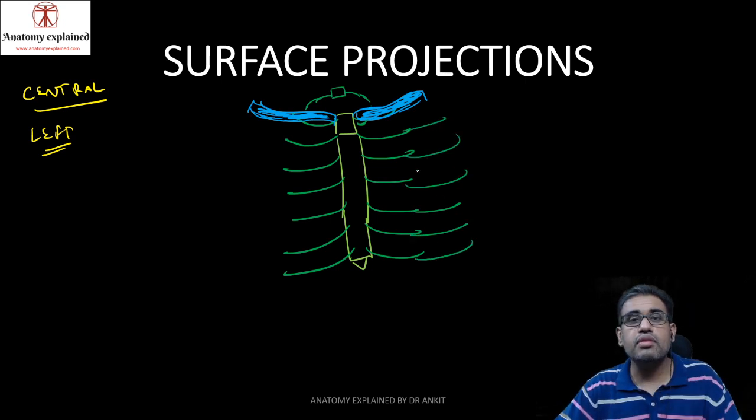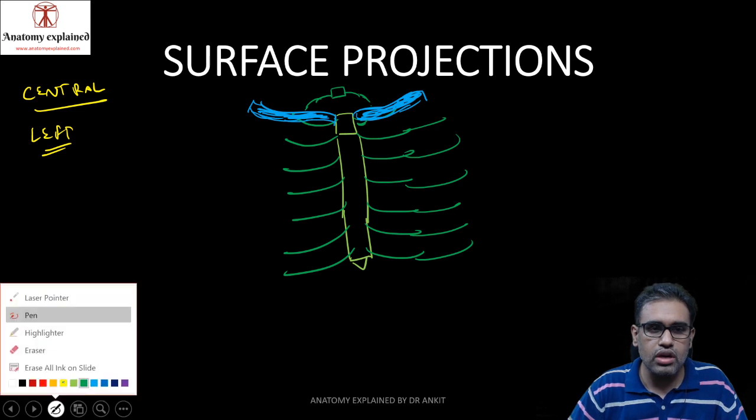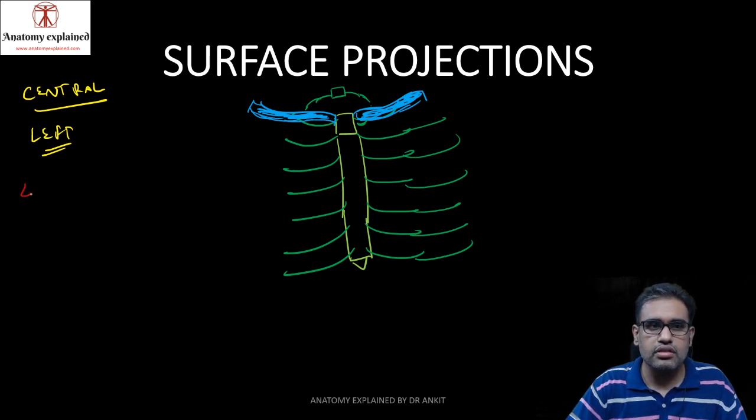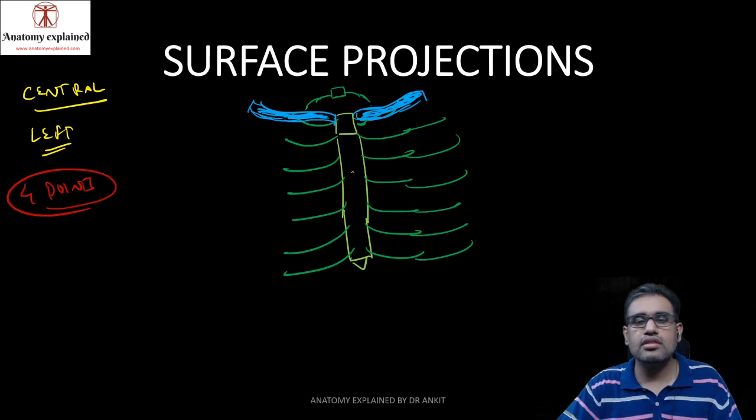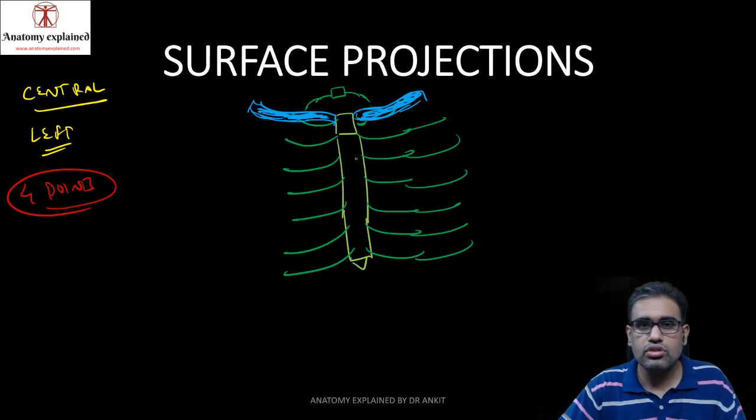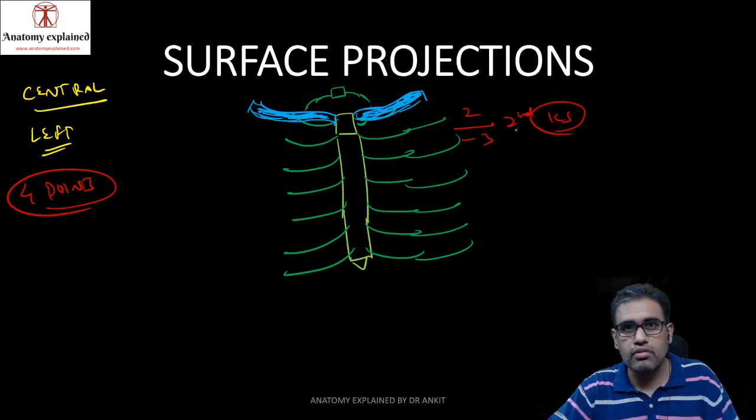They will be slightly oblique, more oblique, but what we have to look out for is 4 points, and if you join those 4 points you have a surface marking. So we know that the space between two ribs is named after the rib which is above. So if this is the second rib, this is the third rib, then this space is going to be your second intercostal space, 1 point.